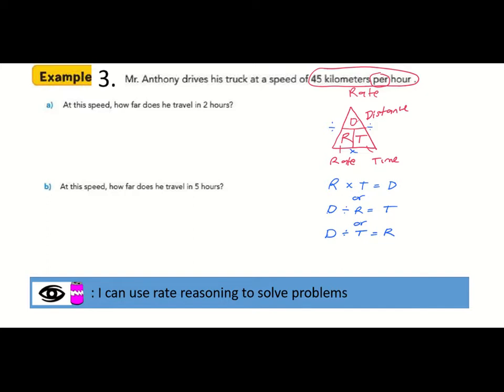So let's go ahead and continue with example 3. For part A, it says at this speed, now remember the speed that we talked about was the speed of 45 kilometers per hour. How far does he travel in 2 hours? So I'm going to take my diagram again.